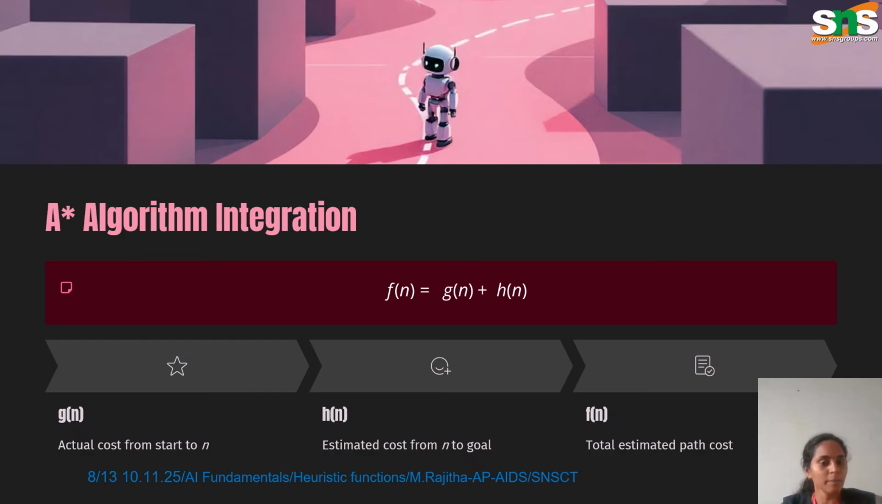A star algorithm integration. The A star algorithm is the most popular heuristic based search algorithm. It combines two values, g(n) and h(n). g(n) is the actual cost from the start node to the current node. h(n) is the estimated cost from the current node to the goal. Together, f(n) equals g(n) plus h(n), which gives the total estimated cost of a path. A star always picks the node with the smallest f(n) value, balancing between cost and distance to goal, making it both fast and accurate.